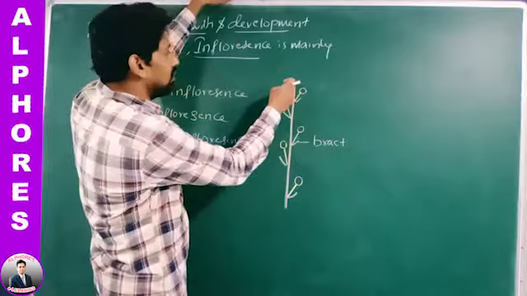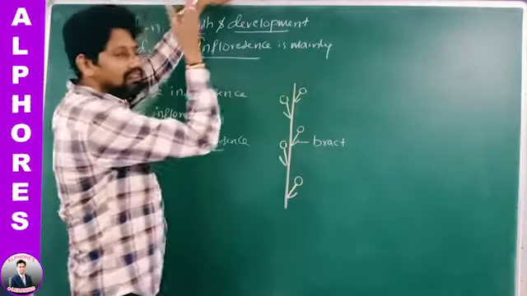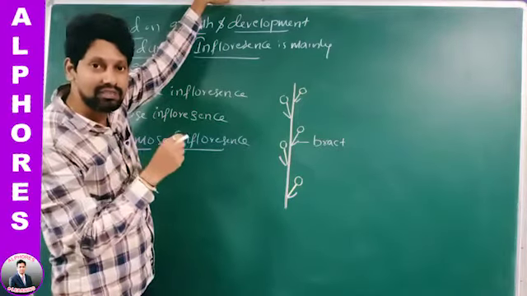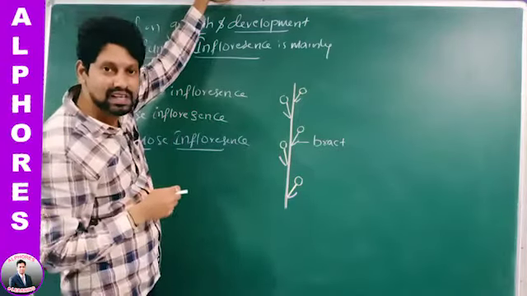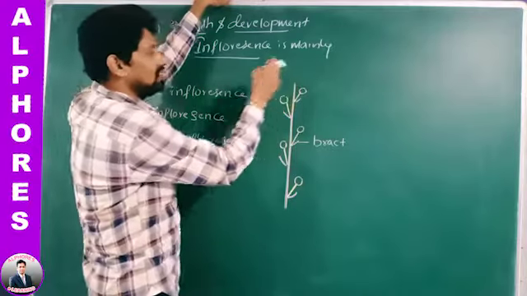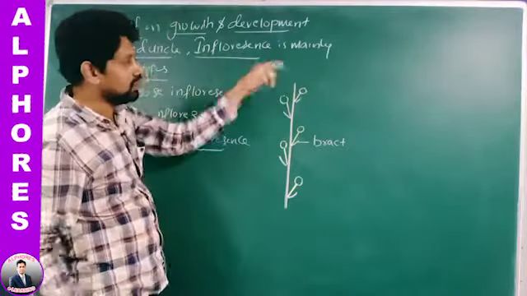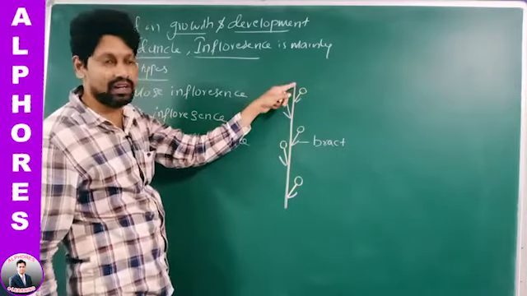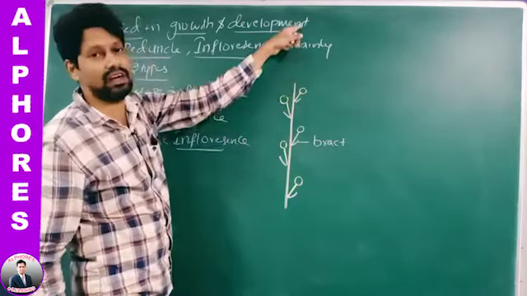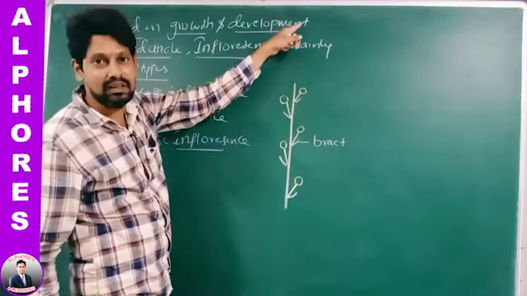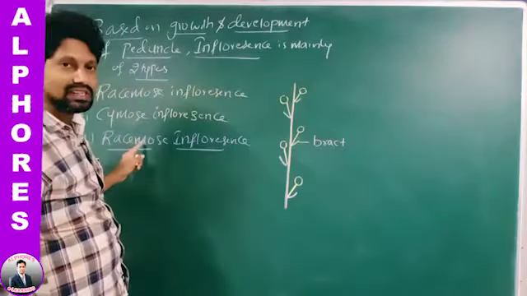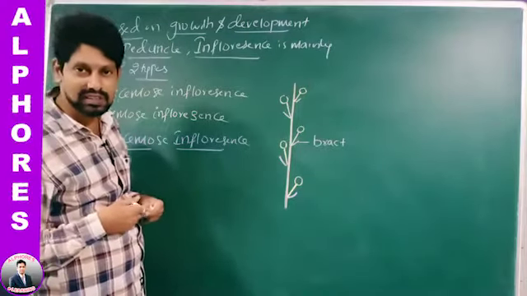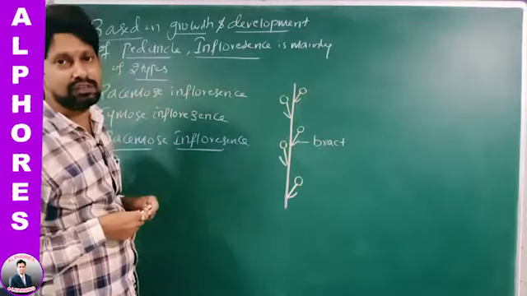So this peduncle grows continuously, indefinitely. Who is growing continuously or indefinitely? Peduncle. Why, sir? Because the tip of the peduncle has not terminated with a flower. That's why racemose inflorescence is also called indefinite inflorescence.